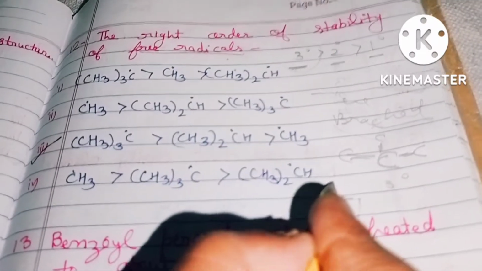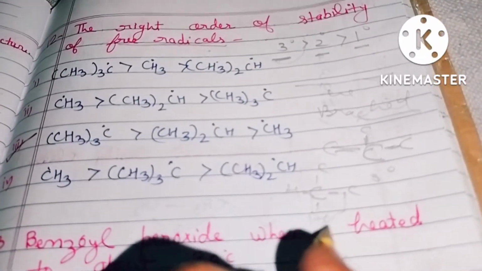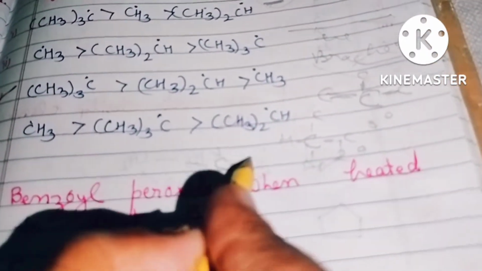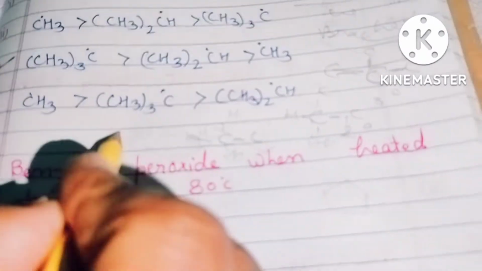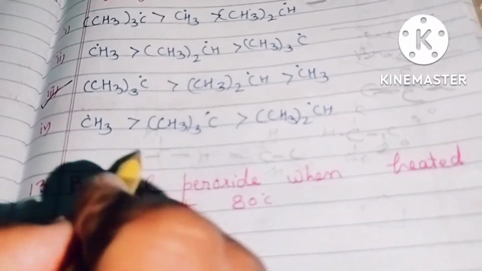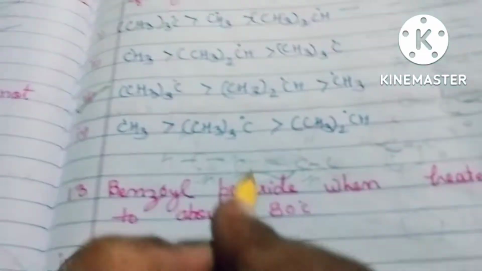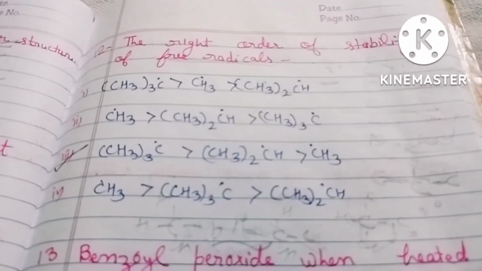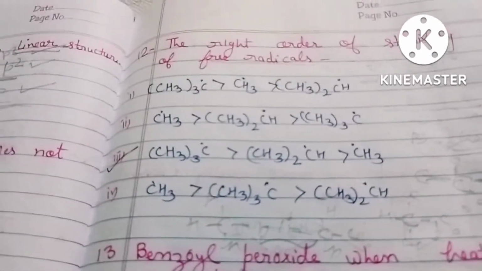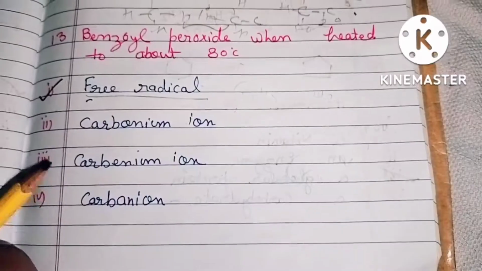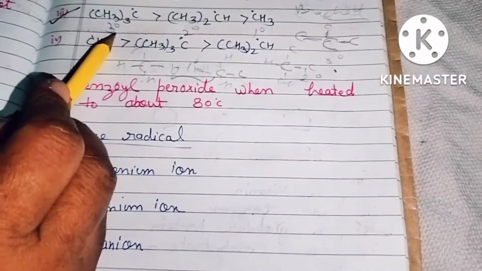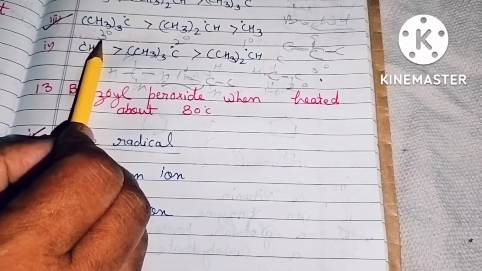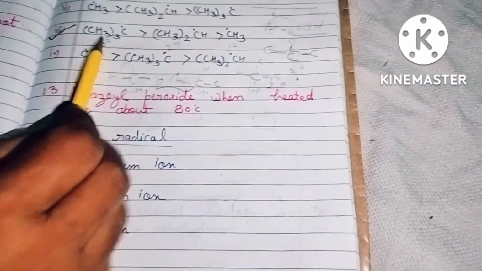And when a carbon is attached to two other carbons, it is called secondary. And when a carbon is attached to one carbon and not attached to other carbons, it is called primary degree. These are both primary degree. The right answer is tertiary, secondary, and primary. The tertiary free radical is more stable, and the right order is the third option.